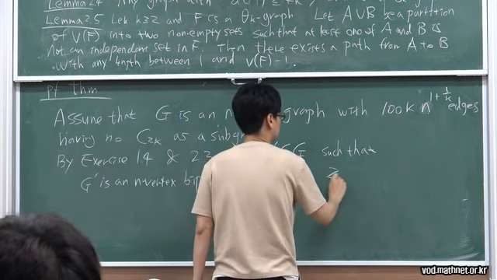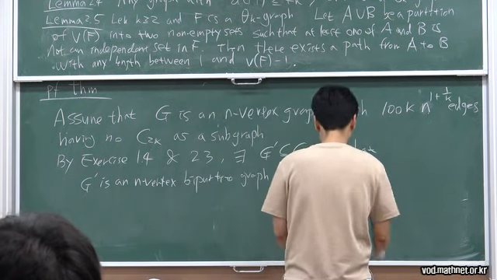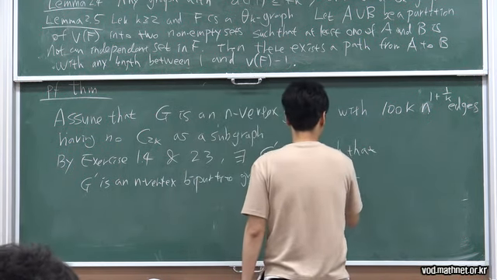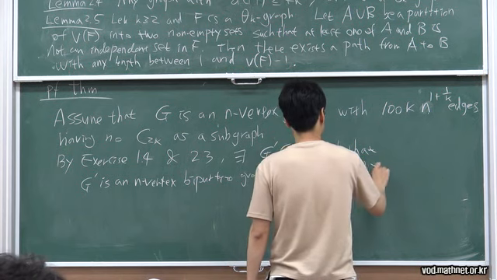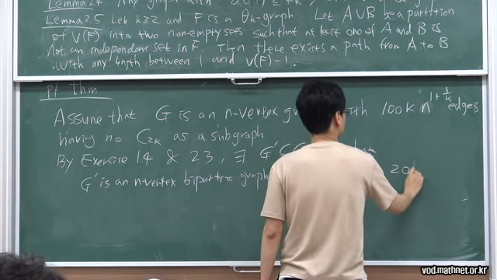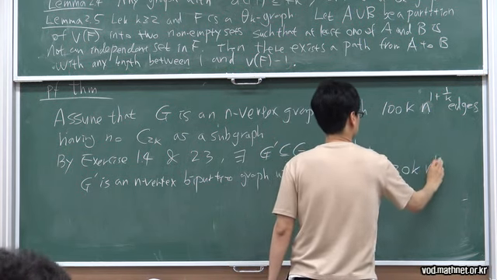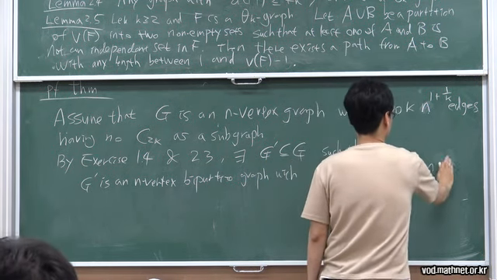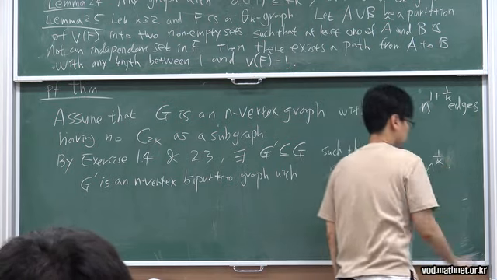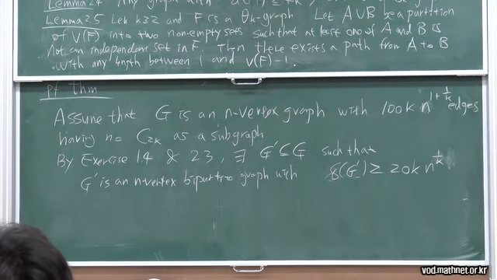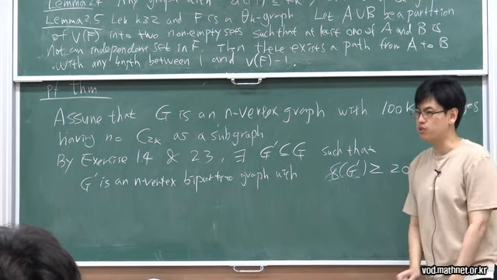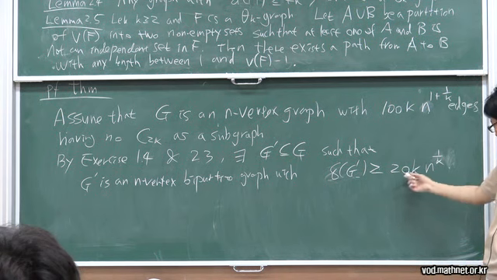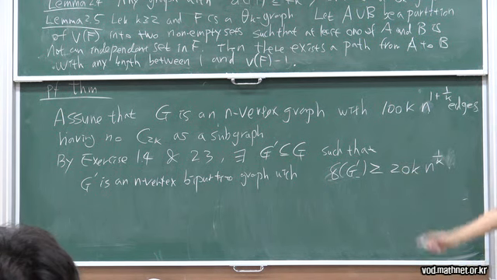With at least its minimum degree is at least 20k n to the 1 plus 1 over k. No, n to the 1 over k. So we take a bipartite graph, which loses half of its edges, and then we take a subgraph with minimum degree half of its every degree. So it's more correctly 25, but 20 is also okay.